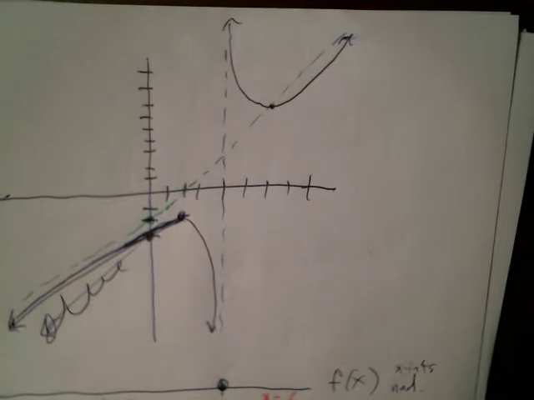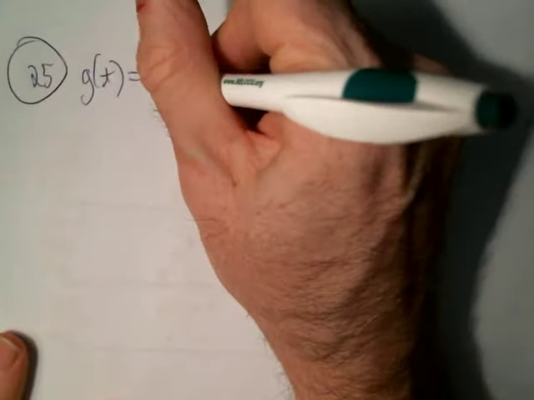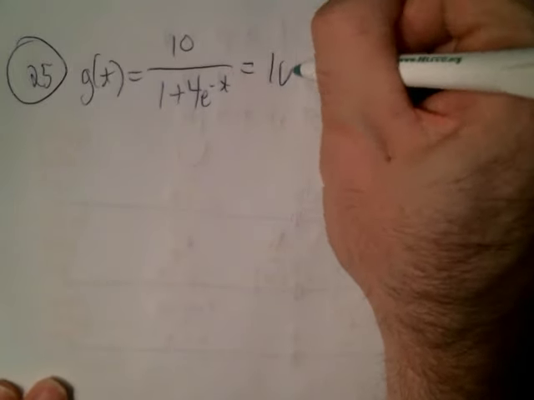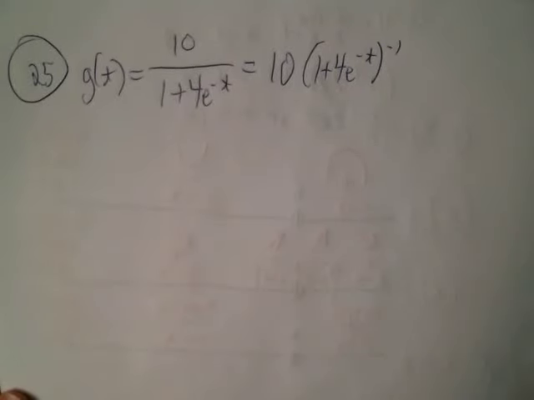Okay, so let's look at number 25, which will be graphing a logistic equation, which you see in differential equations. We saw a little of a logistic equation in the learning theory problem, if you look at my last video lecture. So this is g of t equals 10 all over 1 plus 4e to the negative t. And for the sake of sanity, I'll rewrite it as 10 times (1 plus 4e to the negative t) to the negative 1.